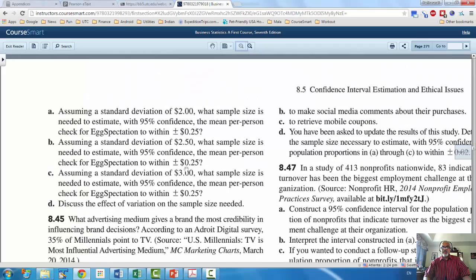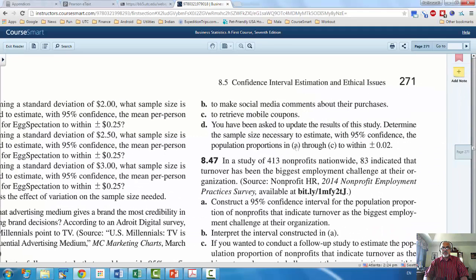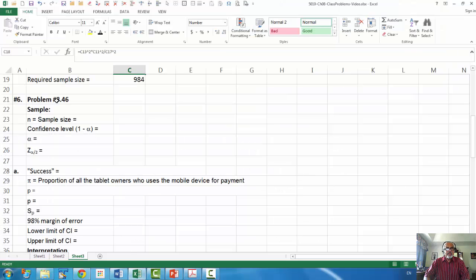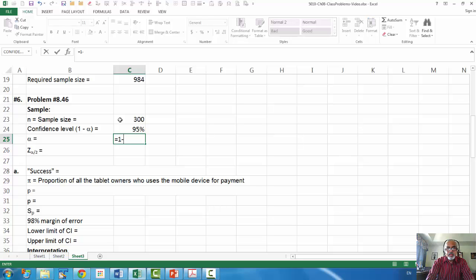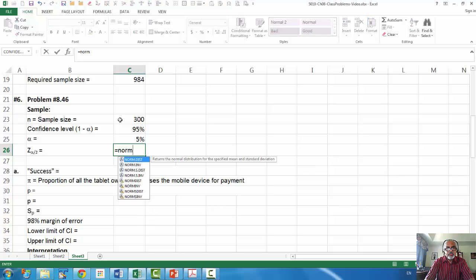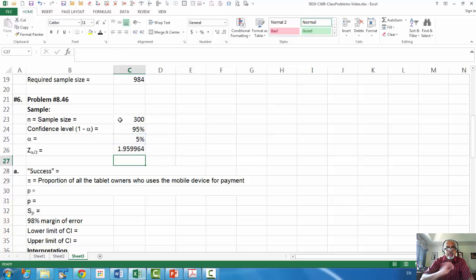what will be the confidence interval? Parts A, B, and C are the confidence intervals for the three modes, and then in D we come to computing the sample size. Part D is the sample size computation with 95% confidence, and we want within plus or minus 0.02 for the margin of error. So for problem 8.46, we have a sample of 300, and we want a confidence level of 95%, which means 1 minus confidence is alpha. Our z table value is NORM.S.INV of 1 minus alpha over 2. That's common for all the sections, so let's put that there.